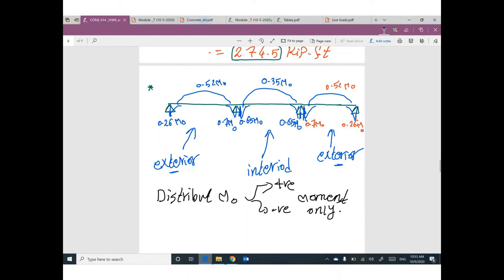So 0.26 times 274.5, this one will be 71.4. 0.52 times 274.5, this one will be 142.7. 0.35 times 274.5, this one would be 96.1. 0.65 times 274.5, this one will be 178.4. This one would be 0.7 times 274.5.